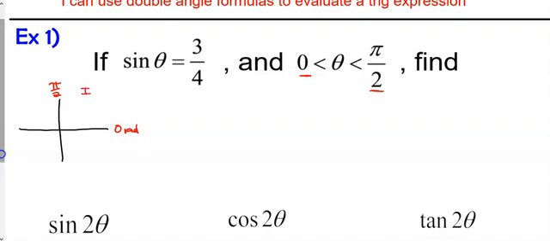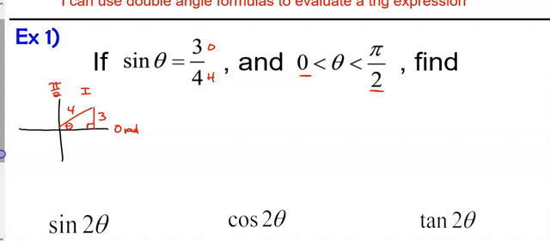Okay? So now I'm just going to draw a triangle. I don't know exactly what it's going to look like. And they're giving us sine, so they're giving us opposite and hypotenuse. So from our theta, the opposite side is 3, and the hypotenuse is 4.